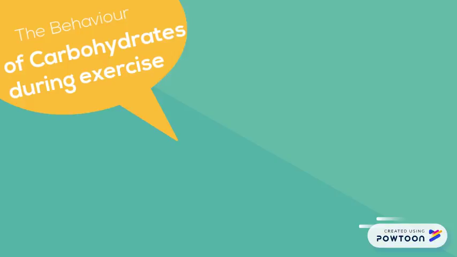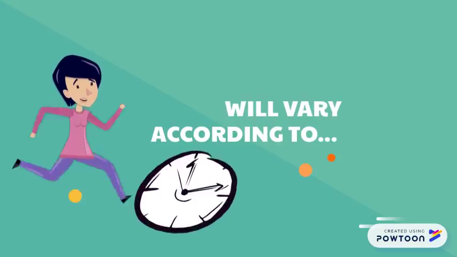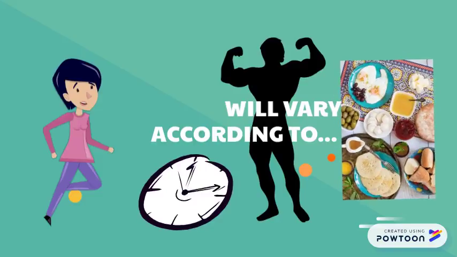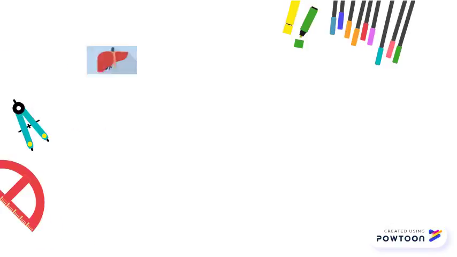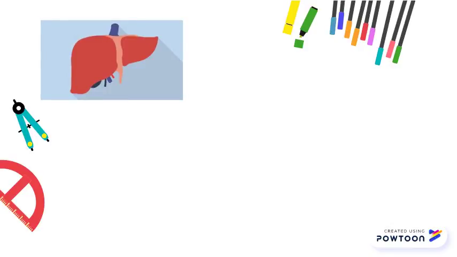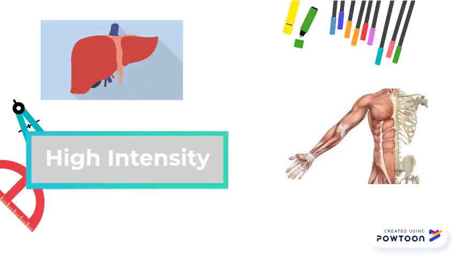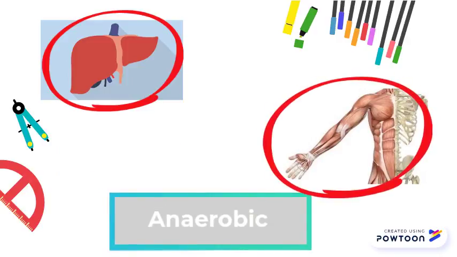The behavior of carbohydrates will vary mainly according to the intensity of the exercise performed, the duration of it, the level of physical fitness of the subject that exercises, and their nutritional status. They are stored in the body in two forms. The first one is in the liver. The second one is in the skeletal muscle. For high-intensity effort, we will use the store in the liver, and for anaerobic effort, we will use the skeletal muscle.